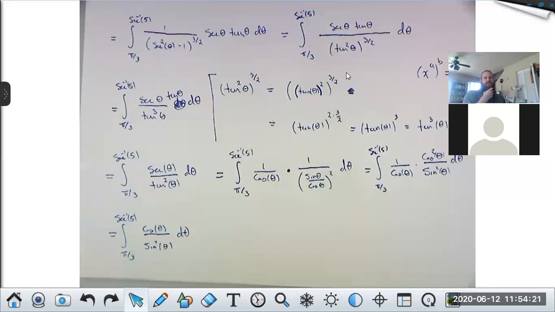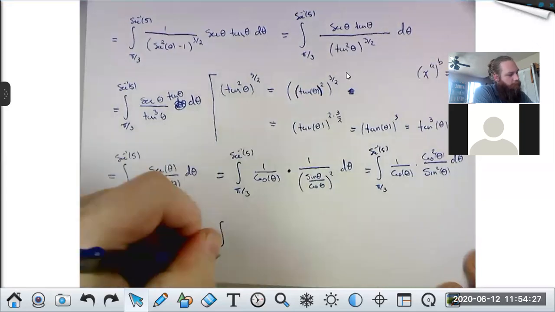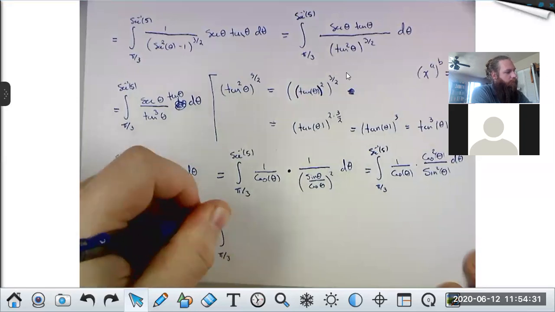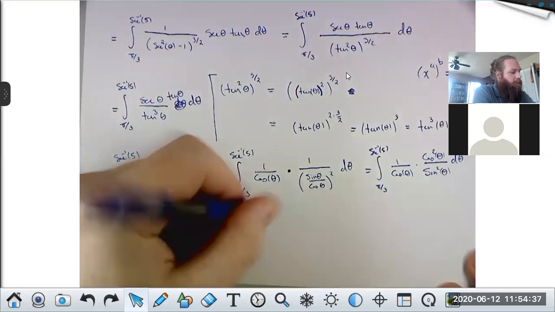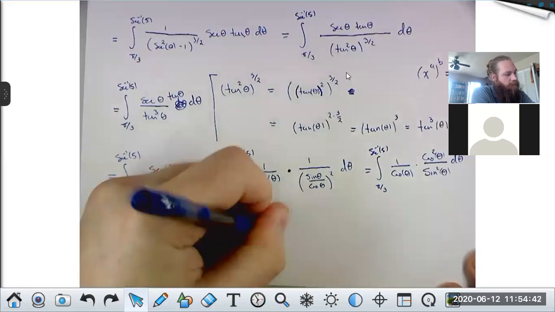There's an extra sneaky approach here. Would you believe me if I told you this is the same? Cosine over sine is cotangent. 1 over sine is cosecant. This is cosecant theta times cotangent theta.